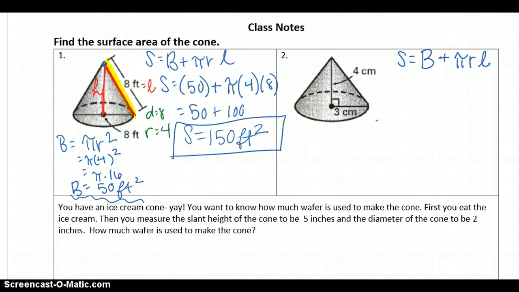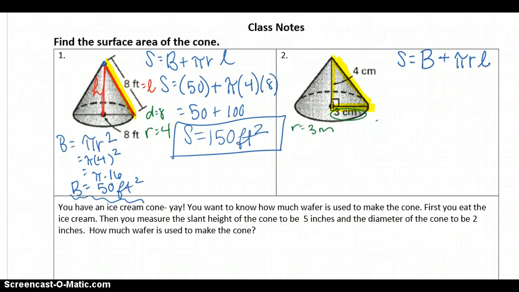Does it give us our radius, R? Yes. What's our radius? It's the 3 centimeters. Okay, does it give us L? Does it give us our slant height? No, it doesn't. What does it give us, though? The height. The normal height. So if we look at the normal height and the slant height, as well as the radius, what kind of shape does that make? Right triangle.